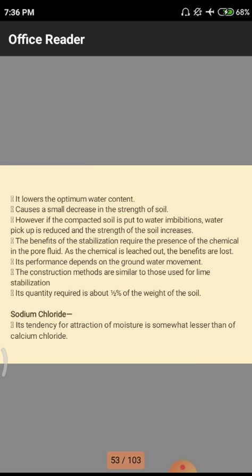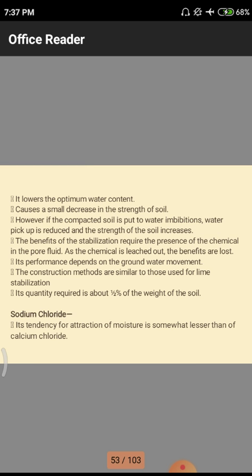Next, construction methods are similar to those used for lime stabilization. Whatever methods we use for mixing and compaction in lime stabilization, simply those we have to employ in this stabilization of soil with the help of chemical contents. Why? Because both lime and these chemicals have similar properties.